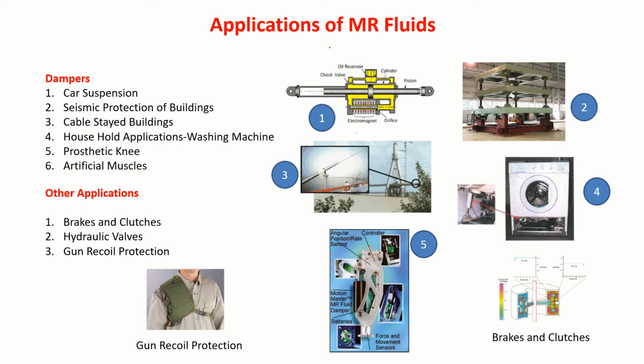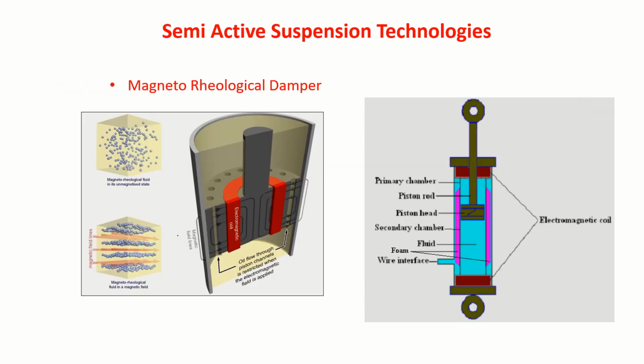So this has become very, very popular nowadays. They use it in car suspension, seismic protection of buildings, cable stayed buildings, household applications like washing machines, prosthetic knees, artificial muscles. All these applications use it. Even people are thinking about using it in brakes, hydraulic valves, gun recoil protection, and so on. This is what I said earlier: by passing the current, you can align the particles.